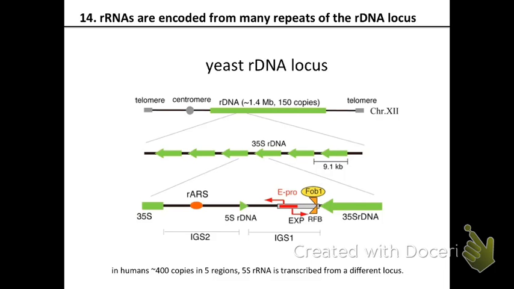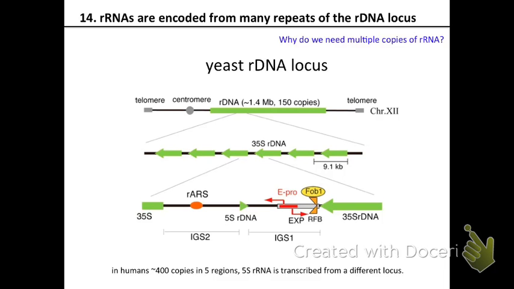They usually are found in clusters in different regions of the genome. In humans, there are 400 copies of each rRNA gene scattered over 5 different spots in the genome. Basically, they are in different regions of the genome in multiple copies.